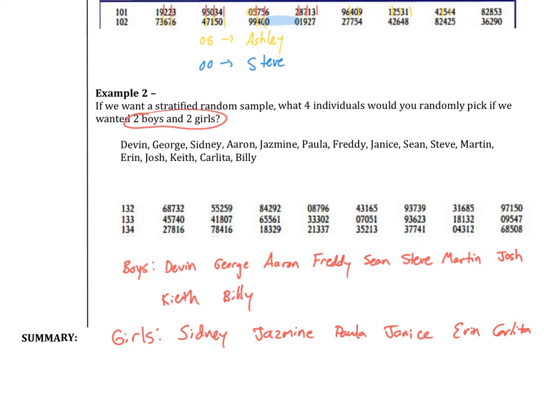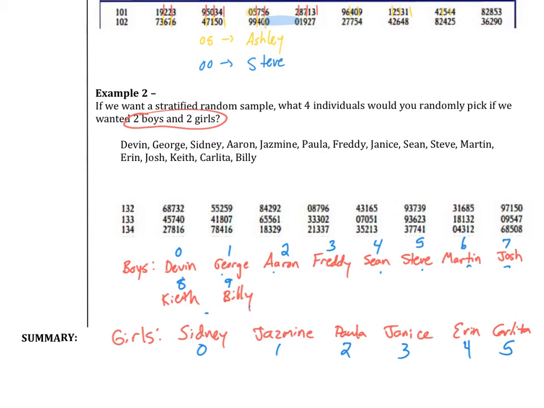We have to put numbers on these now to do our simple random sample. Let's count how many are in each. How many boys are there? 1, 2, 3, 4, 5, 6, 7, 8, 9, 10. So 10 boys means we can still do single digits, because we can start with 0, 1, 2, 3, 4, 5, 6, 7, 8, 9. Single digits will work if there's 10 or less. For the girls, we can do single digits as well. So Sydney 0, Jasmine 1, Paula 2, Janice 3, Aaron 4, and Carlita 5.